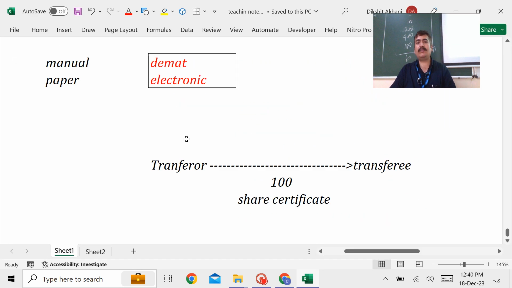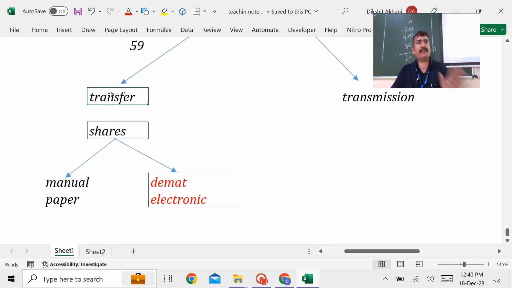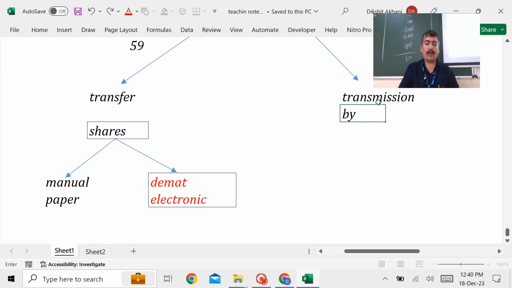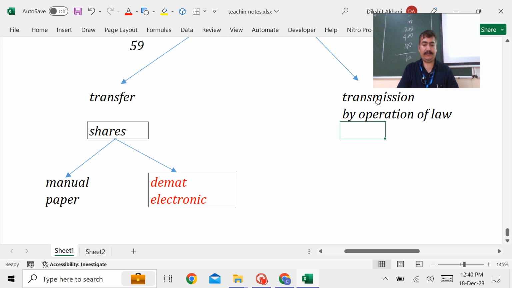Second question comes, like, fine, transfer we have understood, but what about transmission now? What is transmission? So transmission, I can say it is the automatic transfer of shares. Automatic. Here the words they have used are that under transmission, the securities are getting transmitted by operation of law, without filing any transfer form.